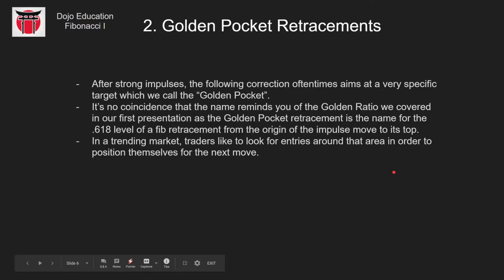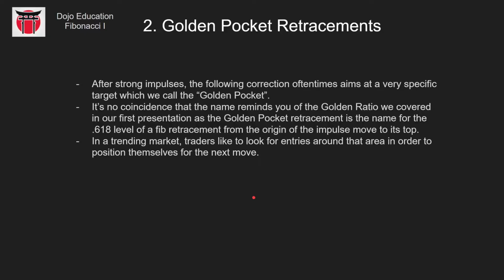Golden pocket retracements. So this is actually something that can be very useful in your daily trading and swing trading. And the idea is that after strong impulse moves, the correction oftentimes aims at a very specific target that we call the golden pocket. And coincidentally, that's the golden ratio on your Fib tool, the 0.618 level that we talked about so much in the first video.